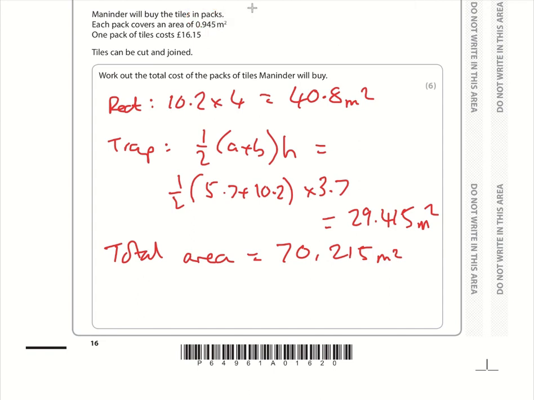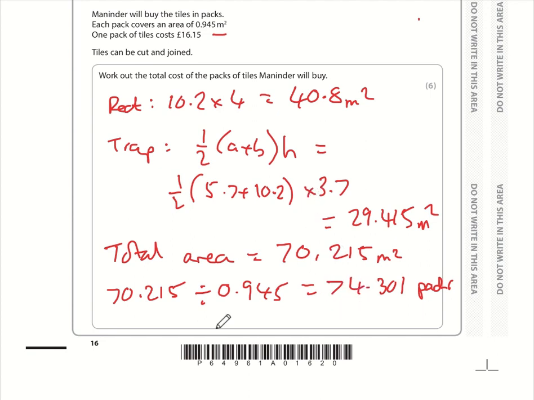Now we know that a pack of tiles covers 0.945. So how many 0.945s are there in this figure here? In other words, 70.215 divided by 0.945, and that equals 74.301 packs. Now obviously we can't buy 0.3 of a pack or 0.301 of a pack. If we buy 74 packs, then we're going to have a little patch that's not tiled, so we're going to have to call it 75 packs.